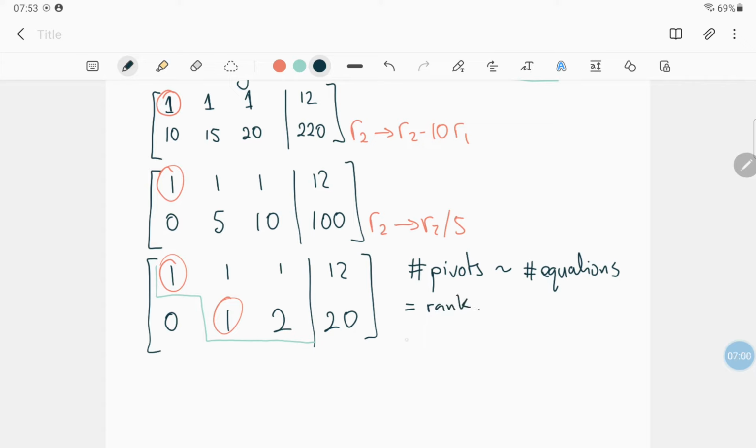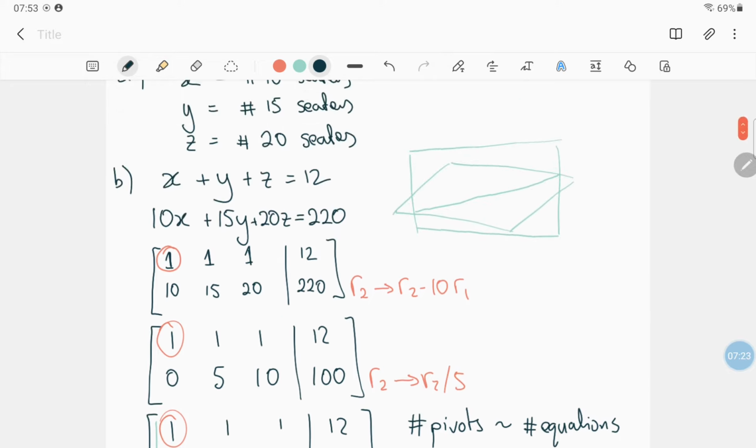And the difference between the rank, which is 2, and the number of variables, which is 3, is the number of parameters. So the number of parameters is equal to the number of variables minus the rank. 3 variables here, rank 2, so there's going to be 1 parameter. So that's one of the variables.